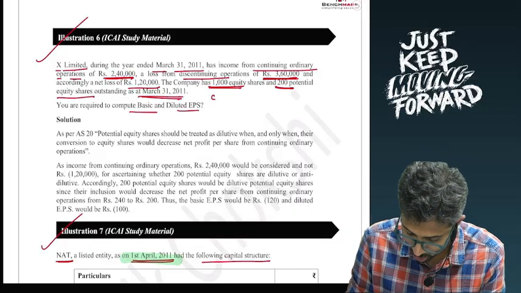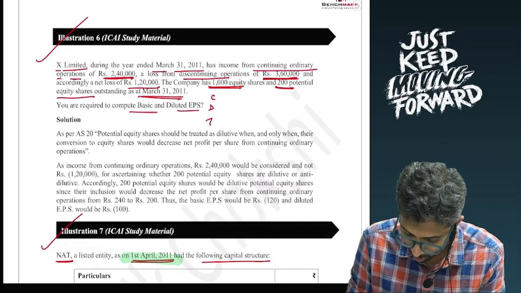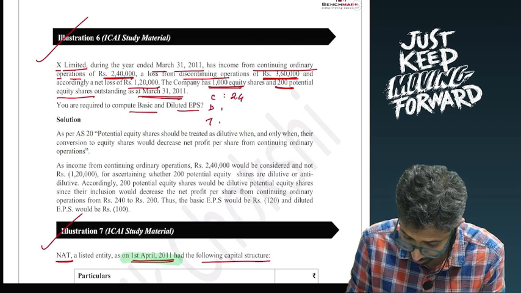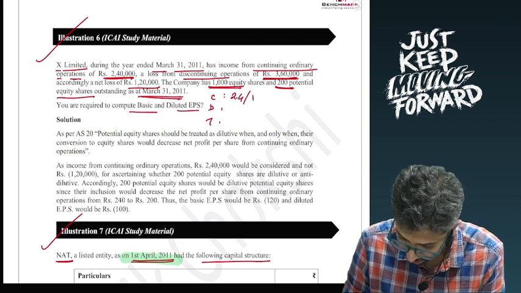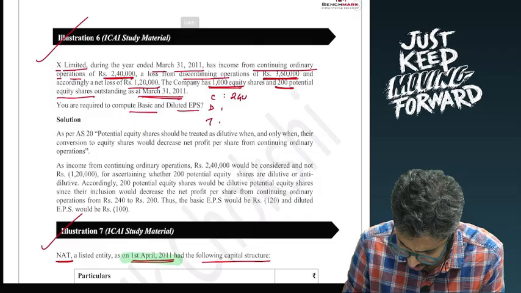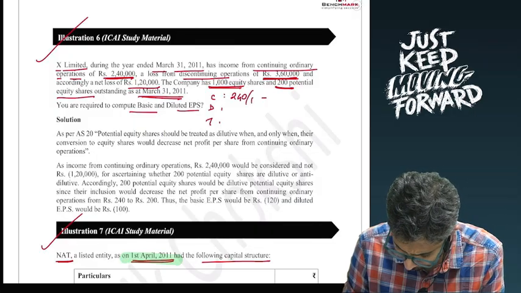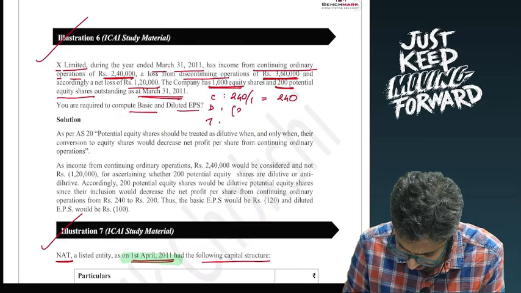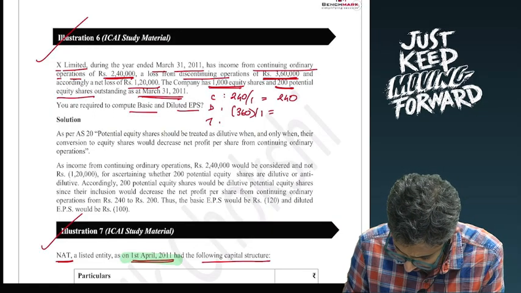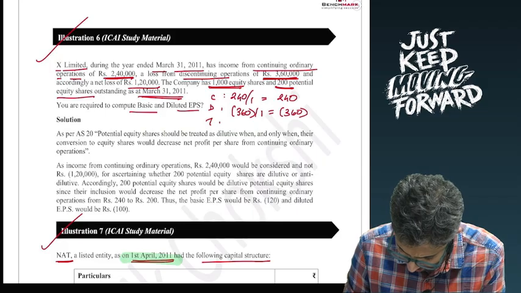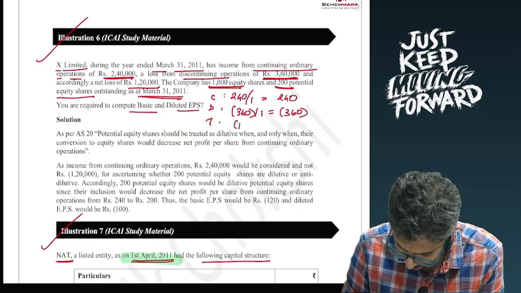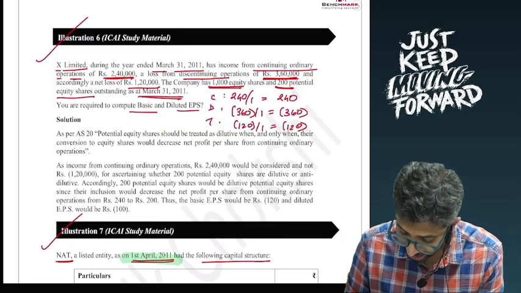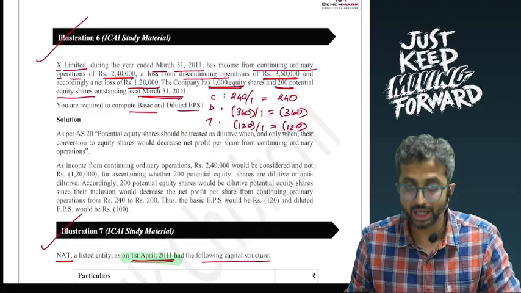So if I look at continuing, discontinued and total, if I want the basic EPS, I will directly take, let us say, in lakhs 2.4 positive divided by 1,000 equity shares. So let's say everything is in thousands, 240 divided by 1, that will come to 240. Discontinued will be negative 360 divided by 1, that is negative 360. And if I look at total operation, negative 120 divided by 1, that is negative 120. Now there are 200 potential shares. Should I include them or not?